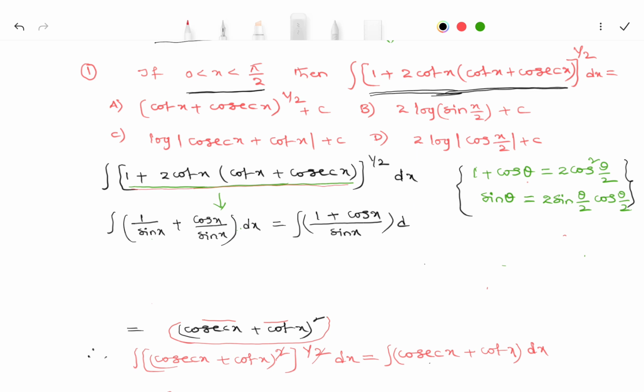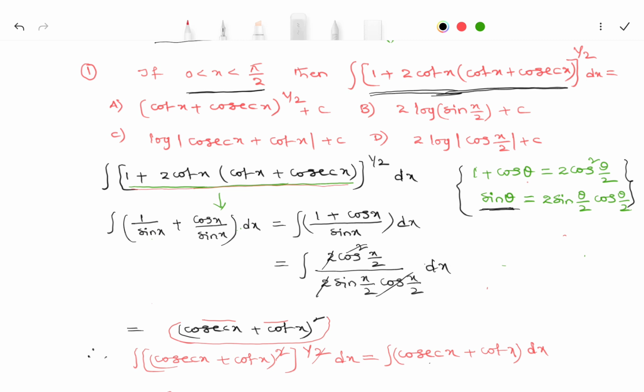You can write this value as the integration of 2 into cos square x by 2, whole divided by, by using the sine theta formula, 2 into sine of x by 2 into cos of x by 2, with dx. Here the 2 and 2 cancel, and one cos of x by 2 cancels.